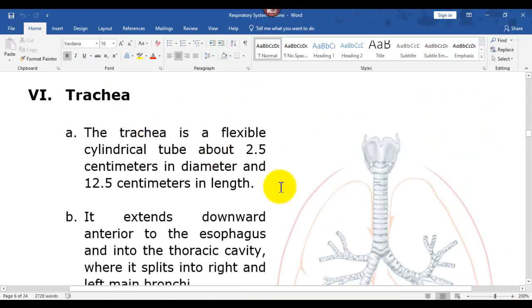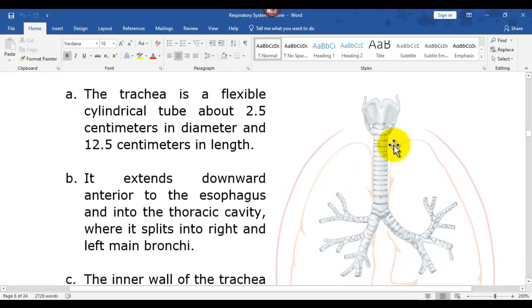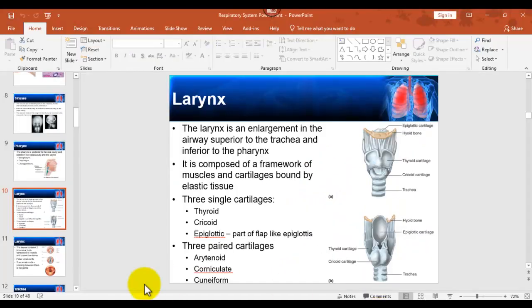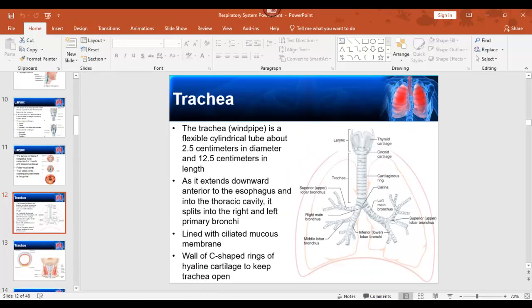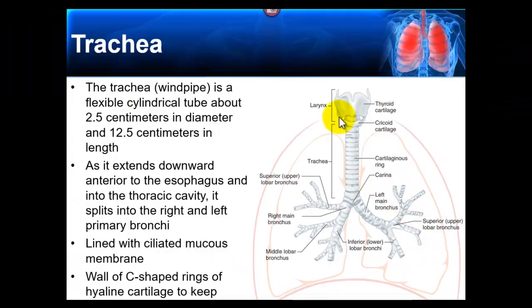Okay, on to the trachea. This is actually a pretty good picture. The trachea is made of C-shaped rings of hyaline cartilage, and you have a picture like this in your PowerPoint. There's the thyroid cartilage, there's the cricoid. You see it comes down this way. On average, it depends on the size of a person, it's 12.5 centimeters by 2.5 centimeters across. If you look at the back of it, you can see that they are C-shaped.